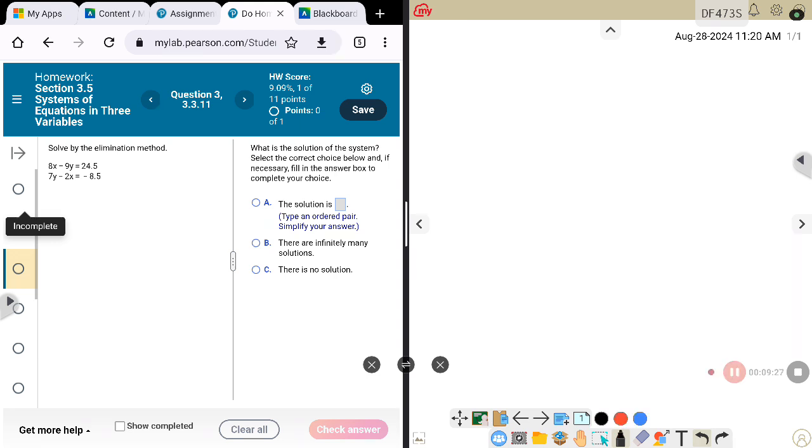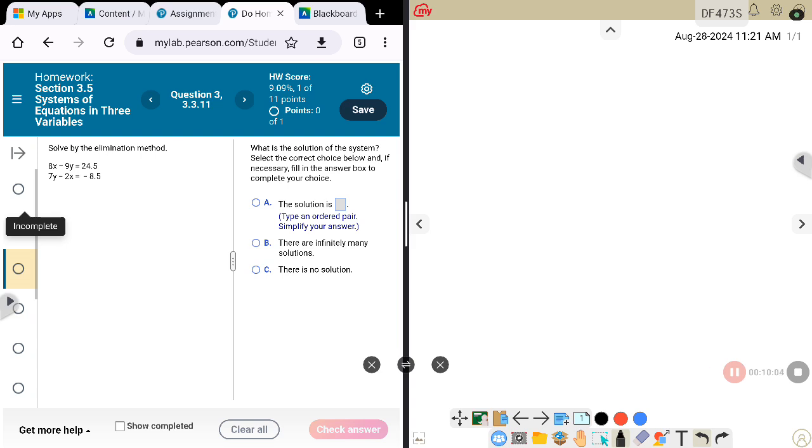All right, last system that we're going to solve that only has 2 variables. So the first thing I notice on this problem, 8x minus 9y equals 24.5, and 7y minus 2x equals negative 8.5, is that second equation, my variables are not in the right order. You want your x's in one column, your y's in the next column, equals then your constant, which is your plain number, to be on the other side of the equal sign.